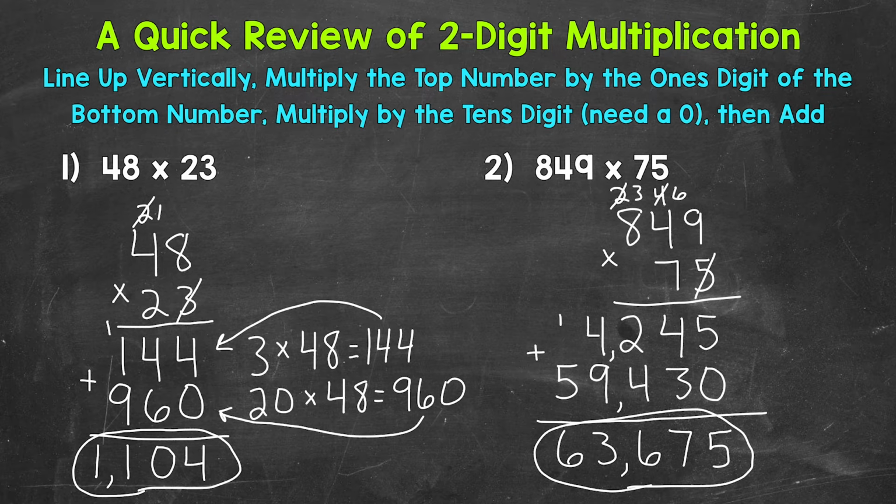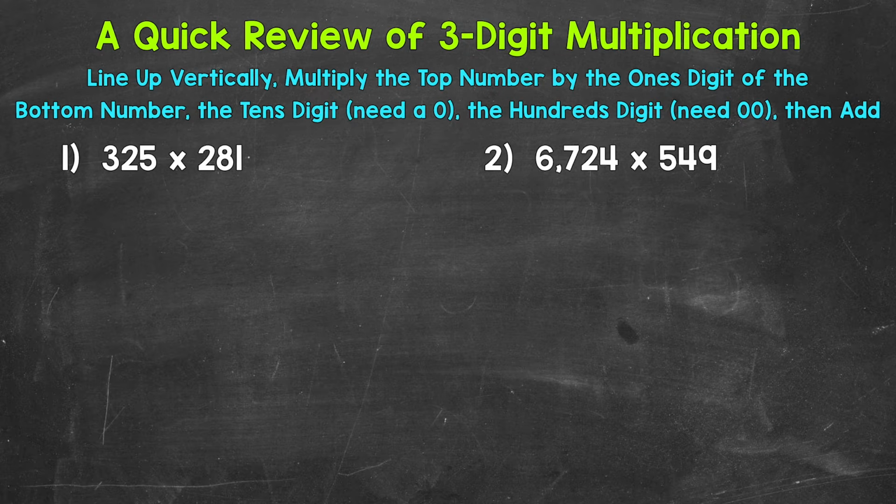Lastly, let's move on to multiplying by a 3-digit number. Here are our triple-digit multiplication examples. Let's start with number 1, where we have 325 times 281. Now, the first thing that we're going to do, we're going to line this up vertically. So we're going to rewrite it up and down. 325 times 281. Now we're ready to go through our multiplication process.